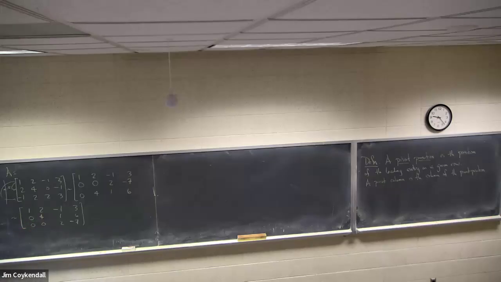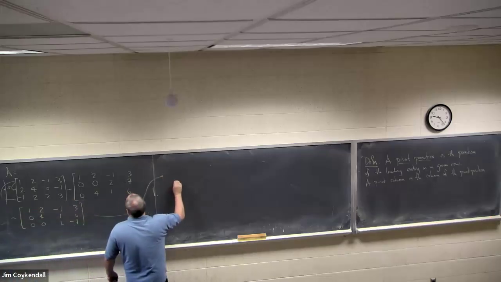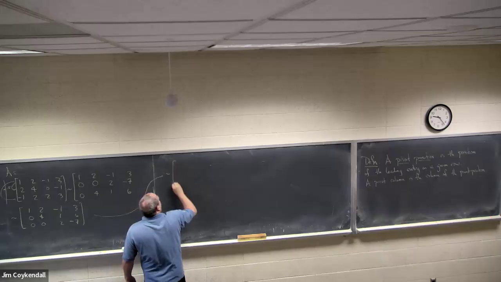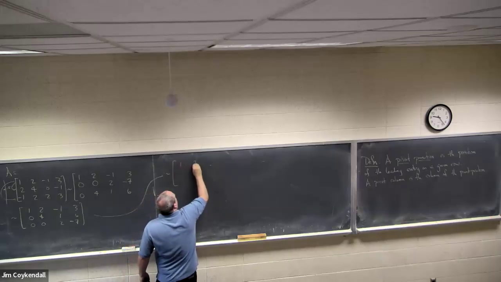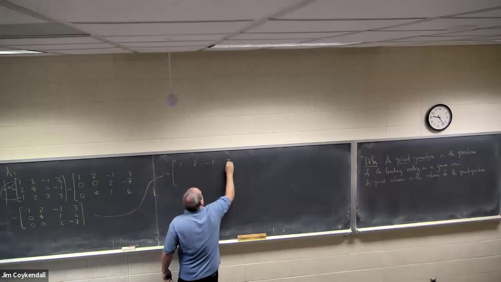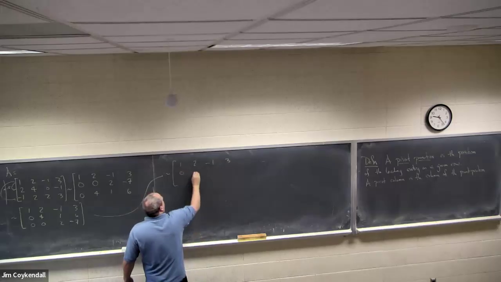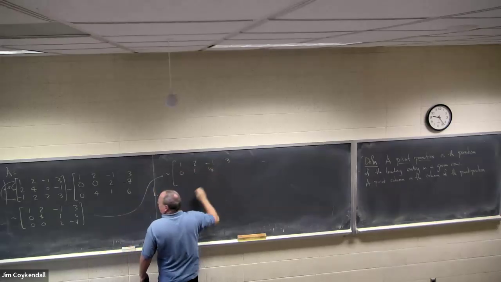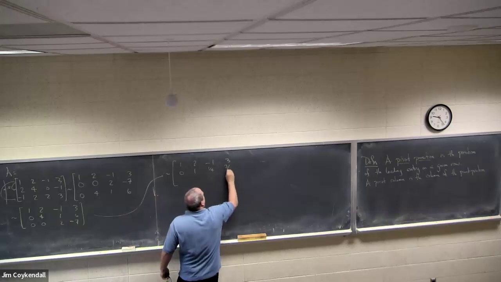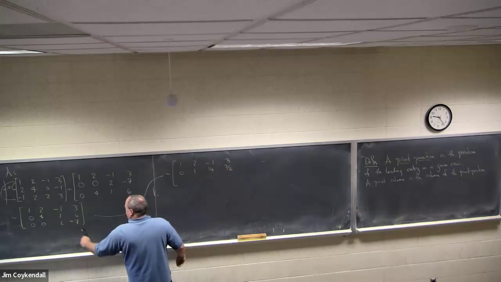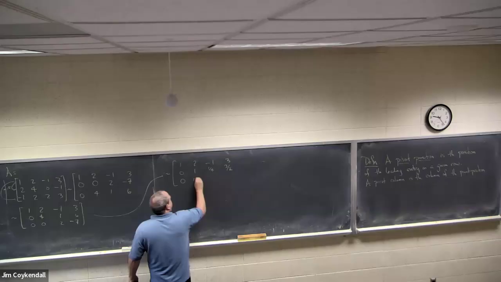Next thing I'm going to do is turn these leading entries into one so I can satisfy that. So let's do that. 1, 2, -1, 3, and 0, 1, 1/4, 3/2. And I'll divide by 2 here.